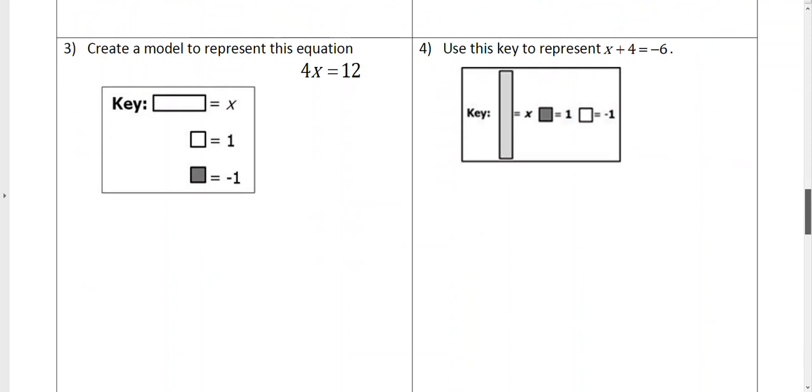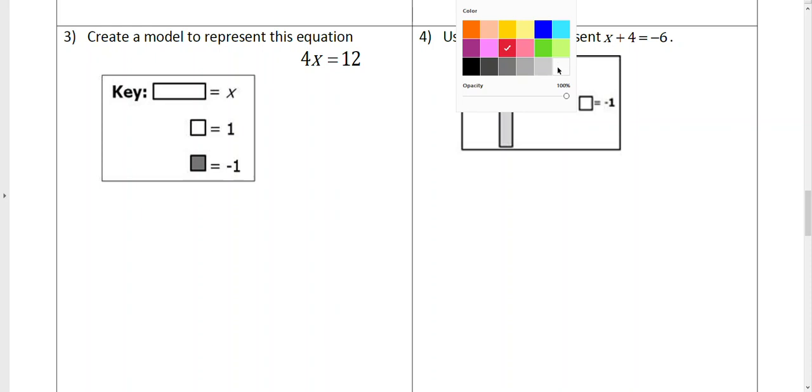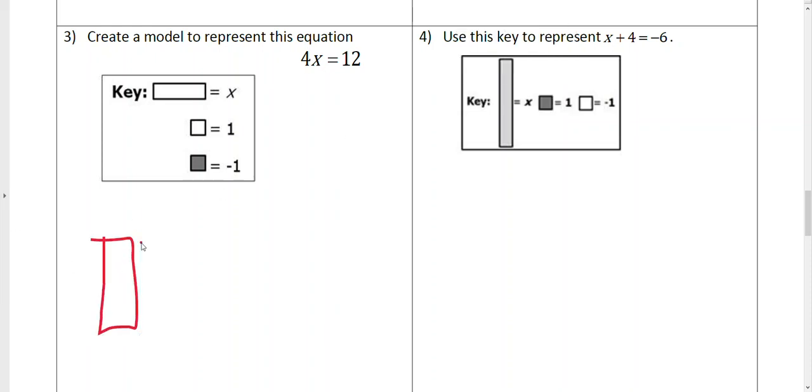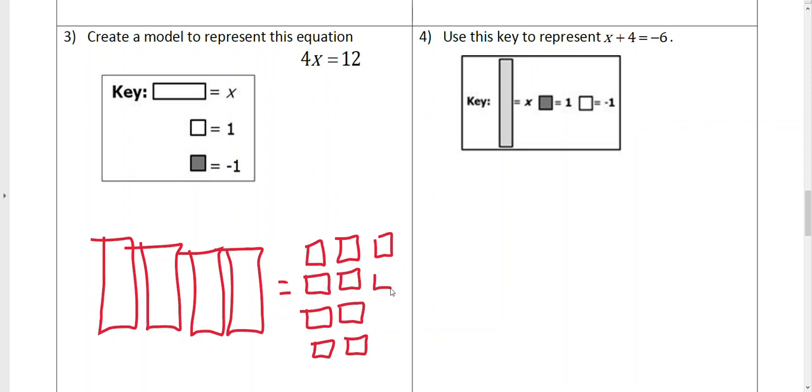Scrolling down, looking at the next one, it says create a model to represent this equation. So we're just creating the model for this. So I have 4 x's, so I'm going to draw 4 bars. Is equal to 12. Well, 12 are the unshaded ones, so I'm going to go 1, 2, 3, 4, 5, 6, 7, 8, 9, 10, 11, and 12. So that's 4 x's is equal to 12 positives.